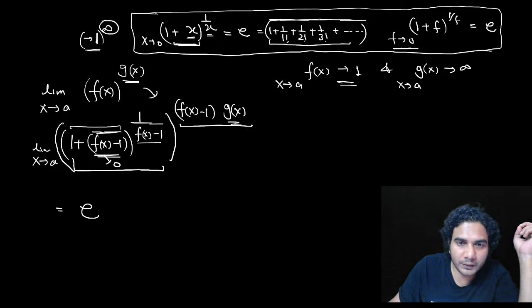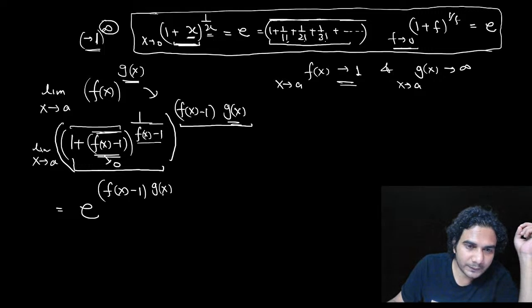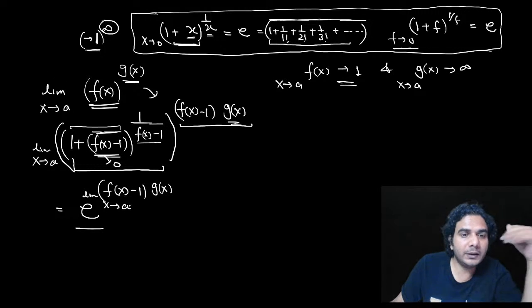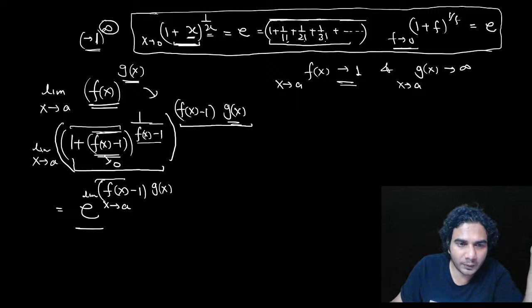You haven't found the limit of this yet. So you need to write it like this: f(x) minus 1 into g(x), with x approaching a, and you need to calculate its limit. This question can always be written in this form, and then you do it further. Now, which particular form is this? You need to calculate this, and after calculating, you put the value here. So e raised to something will be your answer.